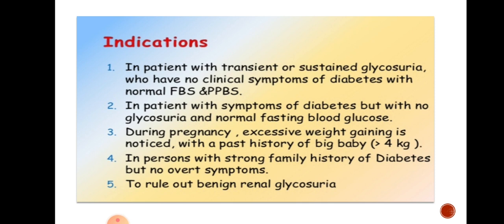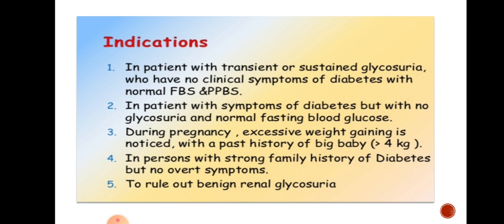Indications. In patients with transient or sustained glycosuria, that is, in urine there is glucose sometimes or at all the times, who have no clinical symptoms of diabetes, that is no polyphagia, no polyuria, no polydipsia, with a normal fasting blood sugar and normal postprandial blood sugar. Second, in patients with symptoms of diabetes but with no glycosuria and normal fasting blood glucose.